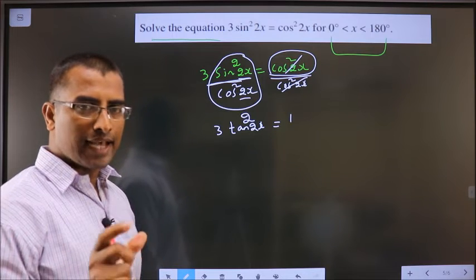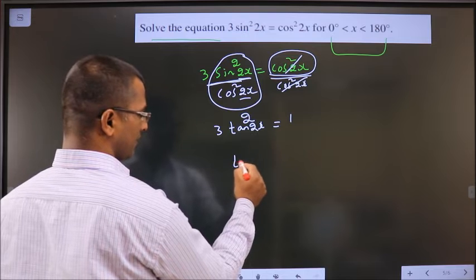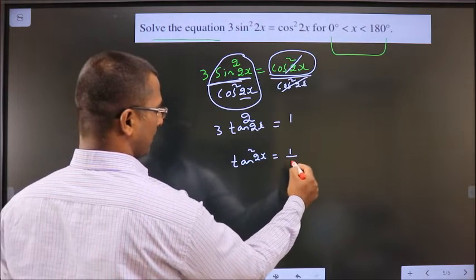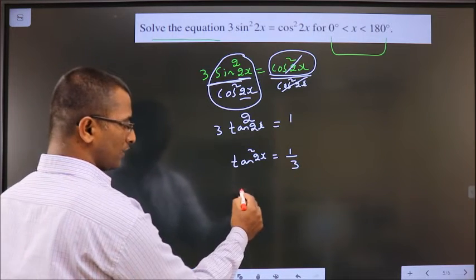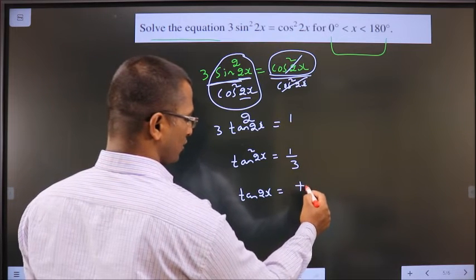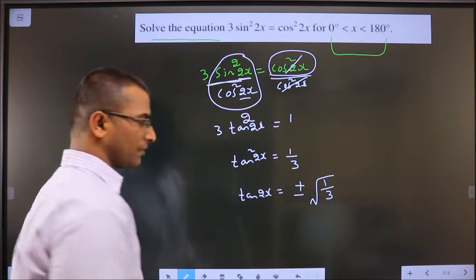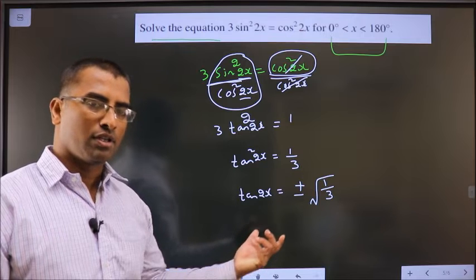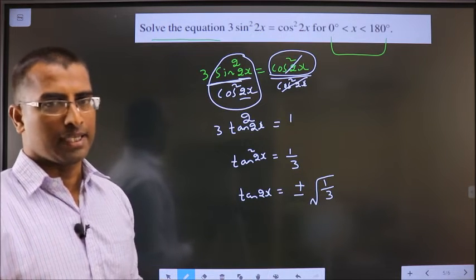Now make tan square 2x the subject. Send 3 to the other side. So tan square 2x equal to 1 by 3. Now sending square to the other side, I get plus or minus under root 1 by 3. Okay. I should solve for both positive under root 1 by 3 as well as negative under root 1 by 3.